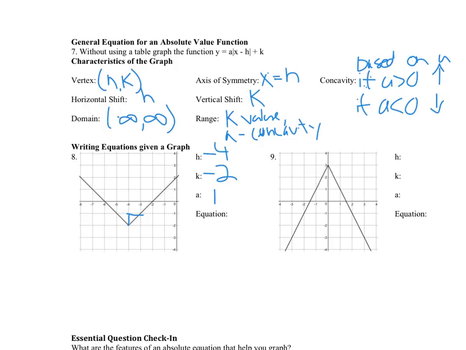So then to write our equation, we have y equals our a value. Our a value is 1, and then absolute value of x minus our h, which is -4. And then our k, which is -2. So to simplify that, we get y equals 1, which we don't have to write, absolute value of x, two negatives make a positive, 4, minus 2.